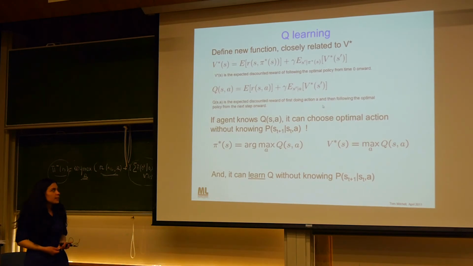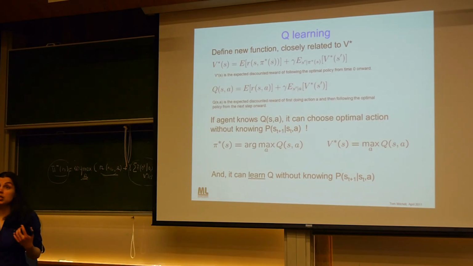Okay, now the point is that somehow if we manage to learn a good approximation of this pairwise function Q of SA, then we know how to act. And we know how to act without ever knowing these transition probabilities. Imagine that you have a procedure to somehow learn this Q function.